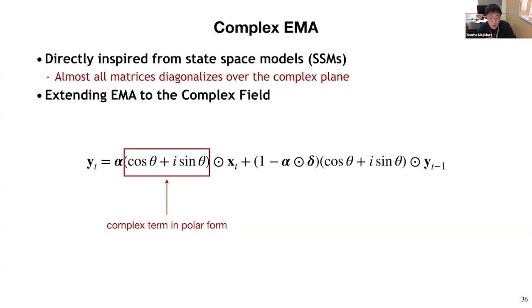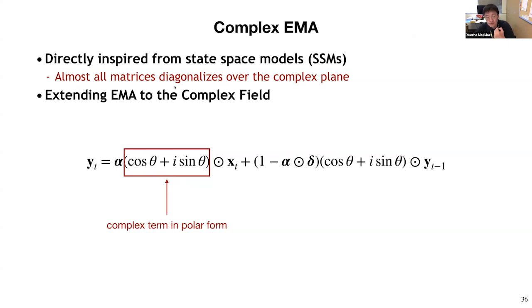The idea is that in order to improve the power of EMA, we extend the alpha and the parameter of EMA to the complex field. And the way we did it is we add a polar form of the parameter theta, and then we formulate the EMA as alpha with cosine theta plus i times sin theta. So with the polar form, we extend EMA to the complex field.